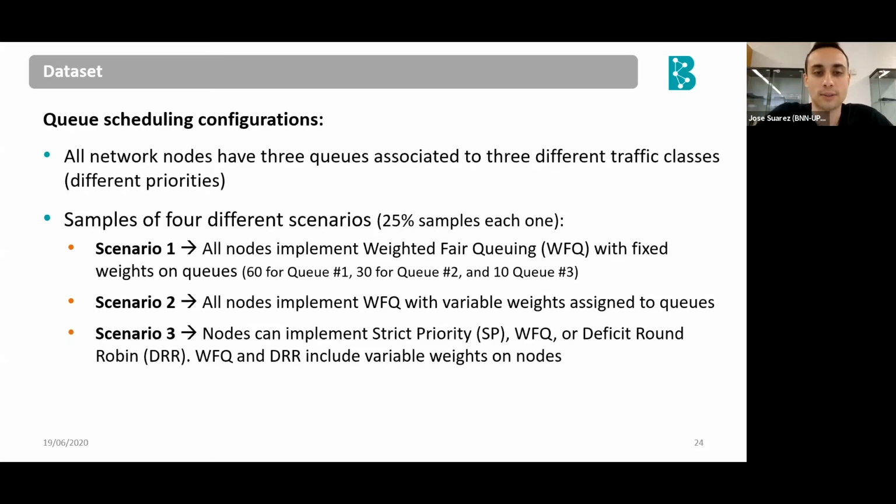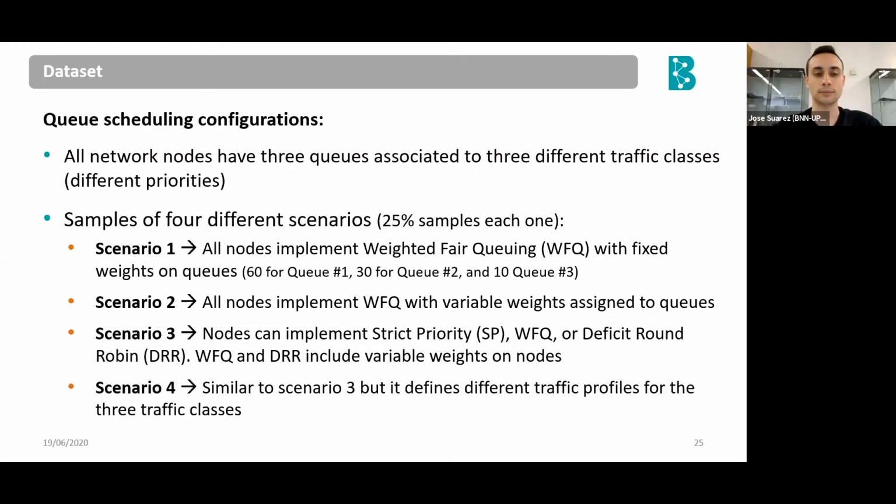The third scenario considers that nodes can implement either strict priority, weighted fair queuing, or deficit round robin. And in the case of weighted fair queuing or deficit round robin, we include variable weights over the nodes in the network. And finally, scenario number 4 is similar to scenario number 3. So it considers these 3 queue scheduling policies, but also it defines a different traffic profile for the 3 traffic classes considered. So this is a little more complex to model.